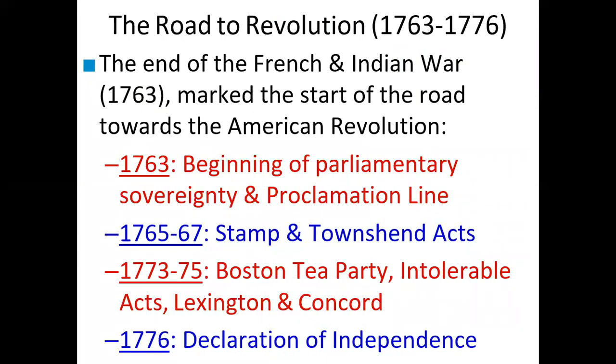So we are going to have a couple of events. In 1763, the switch to parliamentary sovereignty, and we have the Proclamation Line. All those are going to lead to more and more problems. We're going to have the Stamp Act, the Townshend Acts, the Boston Tea Party, the Intolerable Acts, Lexington and Concord. We're going to have the Boston Massacre. We're going to have the Declaration of Independence. All these things lead up to the Declaration.